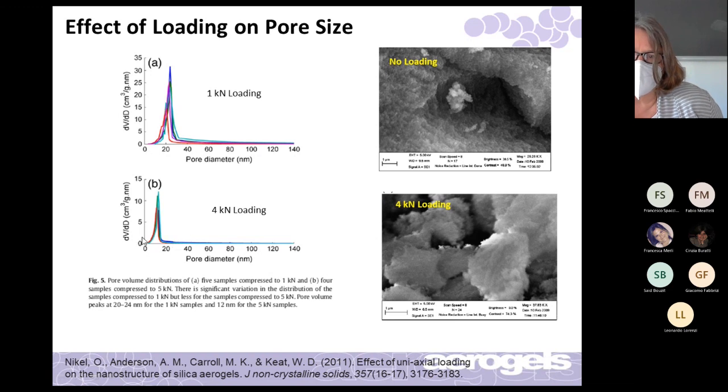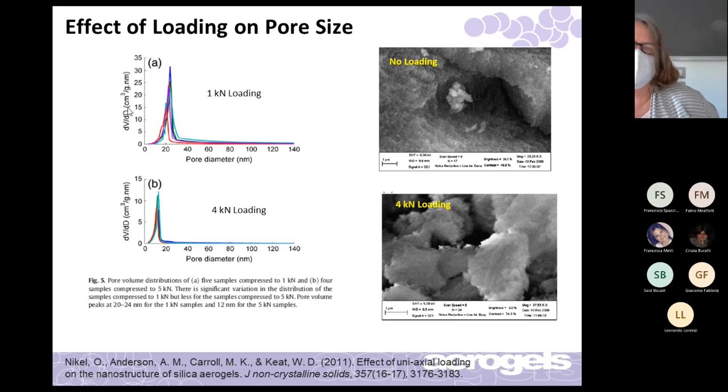So there's variation in the samples that we have, more for these than for these. But we see a change from, say, 20 to 24 nanometers for the 1 kilonewton sample, and about 12 for the, this is for the 4, no, sorry, this should be 5. That's 5 kilonewtons. Anyways, these are sort of the differences. So we see what's happening.